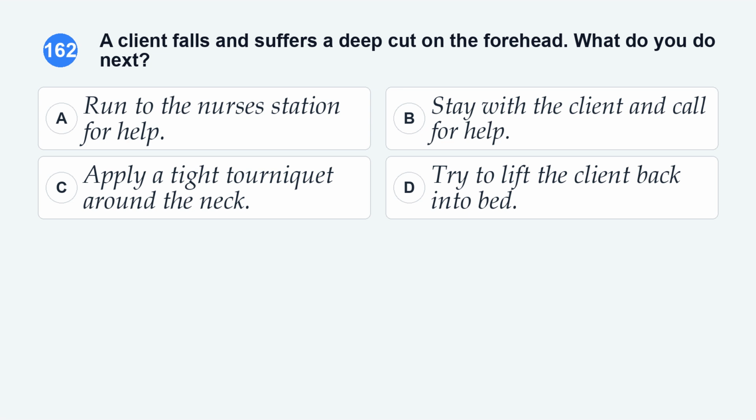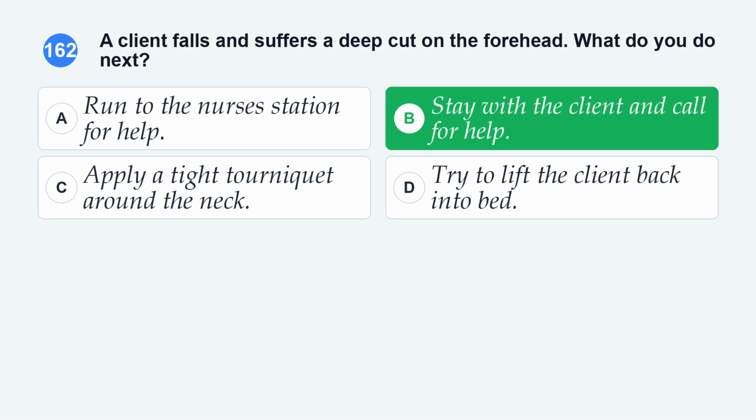What do you do next? Option A, run to the nurse's station for help. Option B, stay with the client and call for help. Option C, apply a tight tourniquet around the neck. Option D, try to lift the client back into bed.